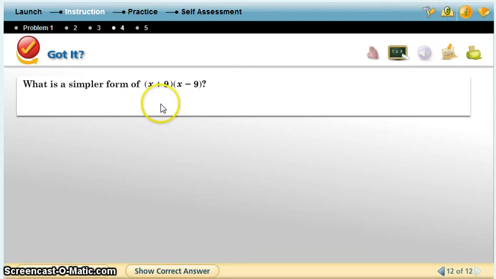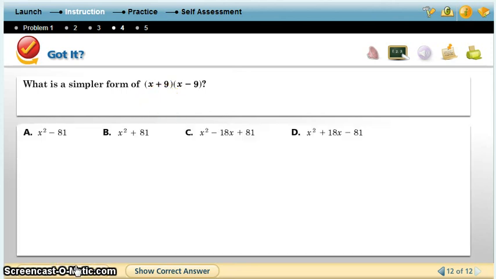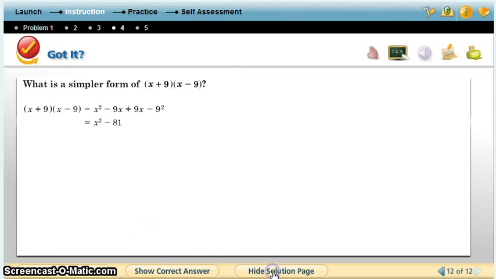This one's a little bit easier than the example that they did, but multiply these using the correct rule. Here are your answer choices. If you were to use FOIL method on this, you do get the same answer. It just takes a little bit longer because you've got extra terms there that you don't actually need, but they do simplify out. The correct answer for this is A.